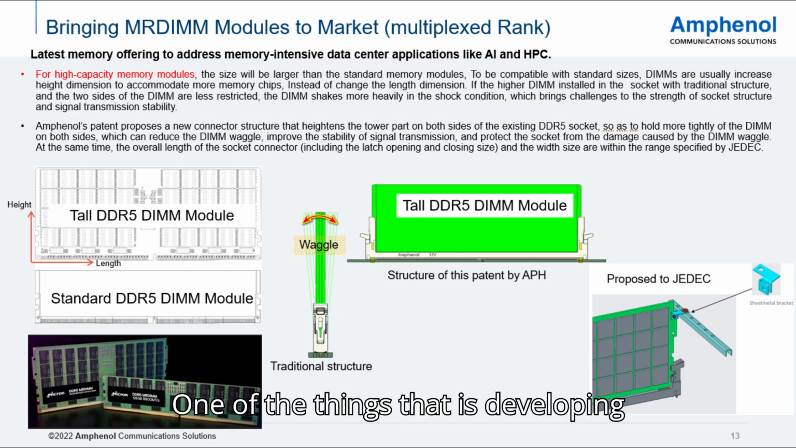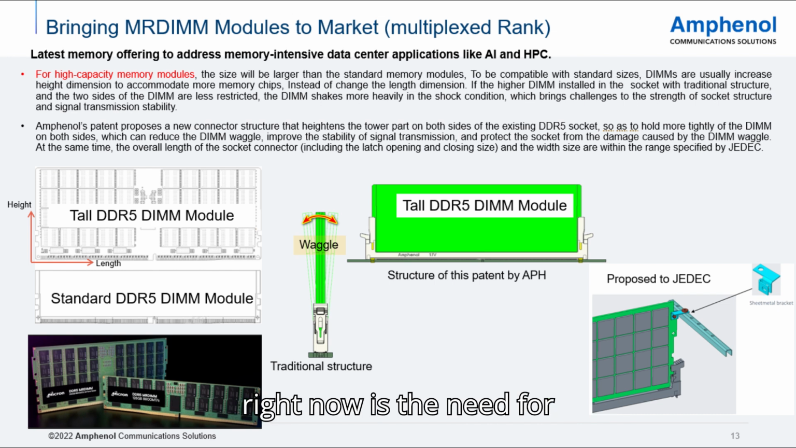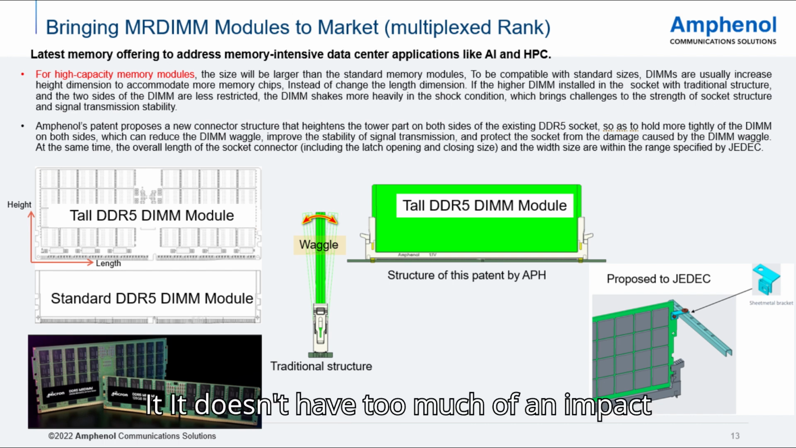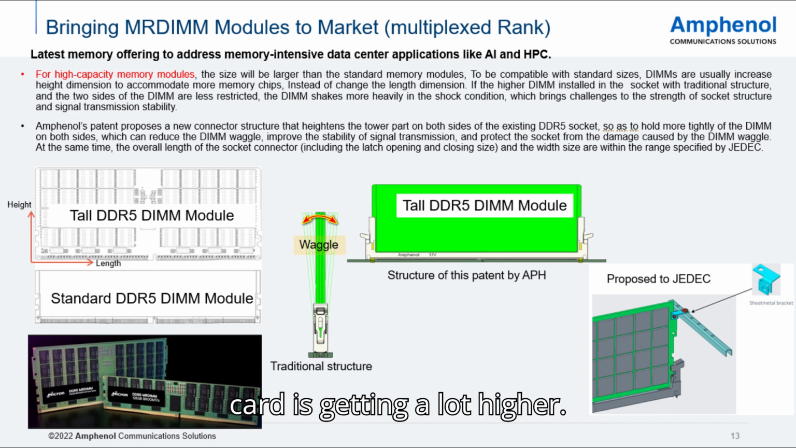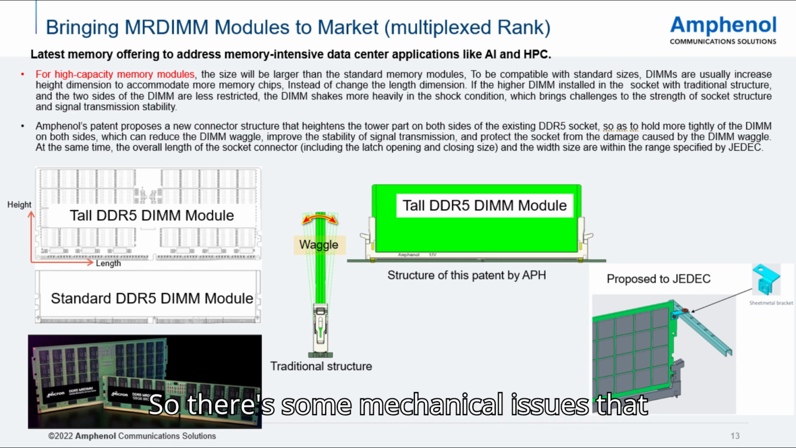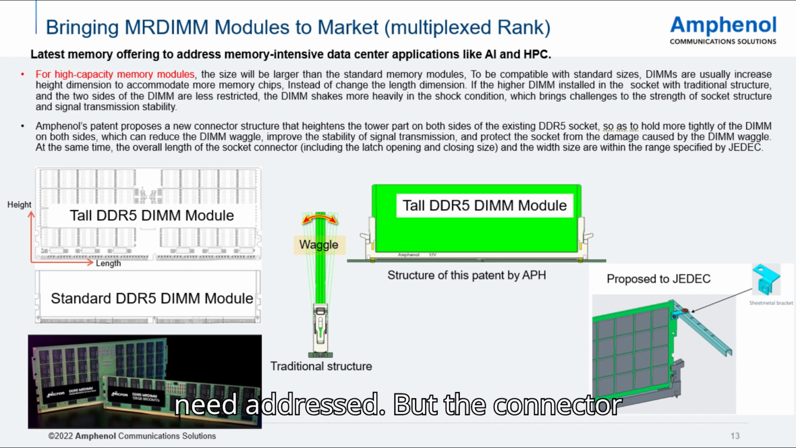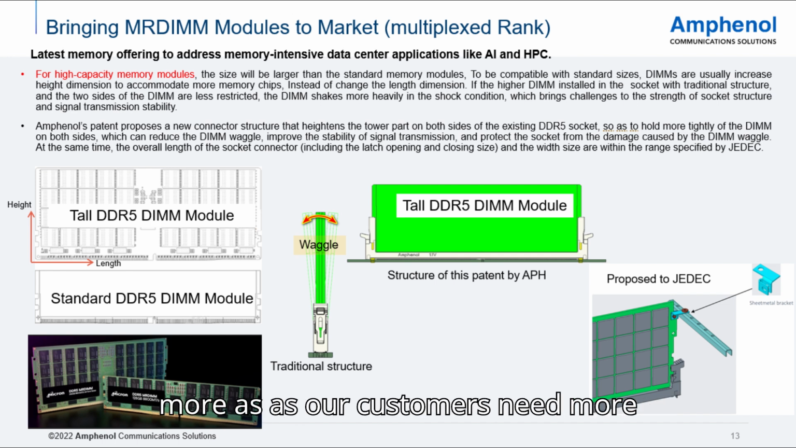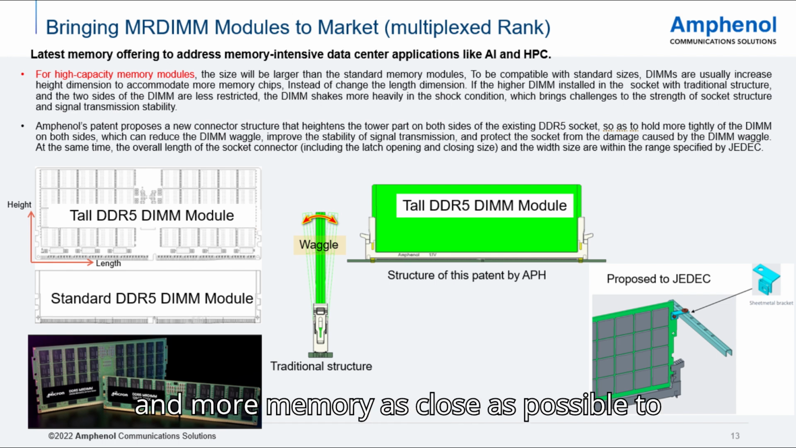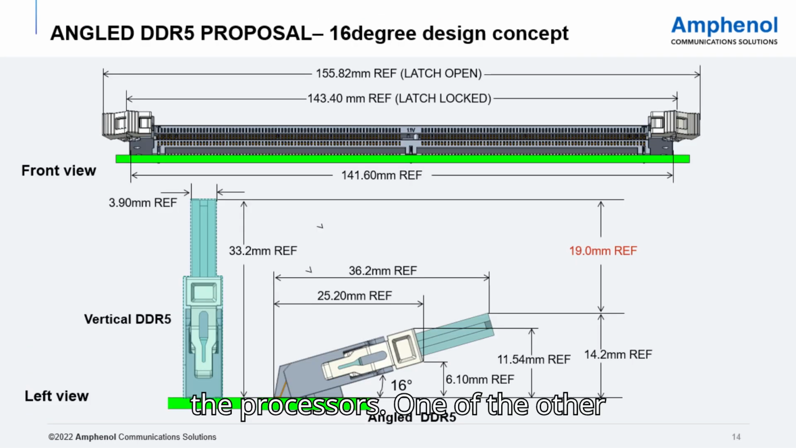One of the things that is developing right now is the need for faster and more memory. So there's currently in the works a tall version. It doesn't have too much of an impact on the connector, but as you can see, the card is getting a lot higher. So there's some mechanical issues that need addressed, but the connector is pretty much the same connector, and you may see this coming out more and more as our customers need more and more memory as close as possible to the processors.